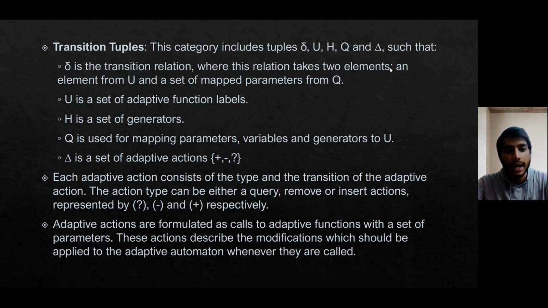The action type can be either a query, remove, or insert action, represented by a question mark, a minus symbol, and a plus symbol respectively. Adaptive actions are formulated as calls to an adaptive function with a set of parameters. These actions describe the modification which should be applied to the adaptive automata whenever they are called.